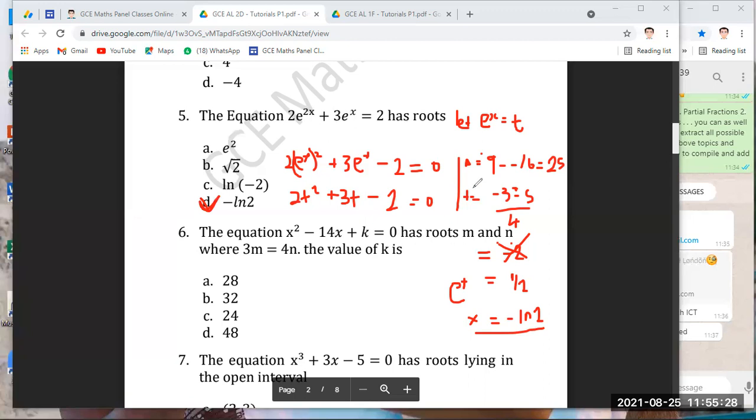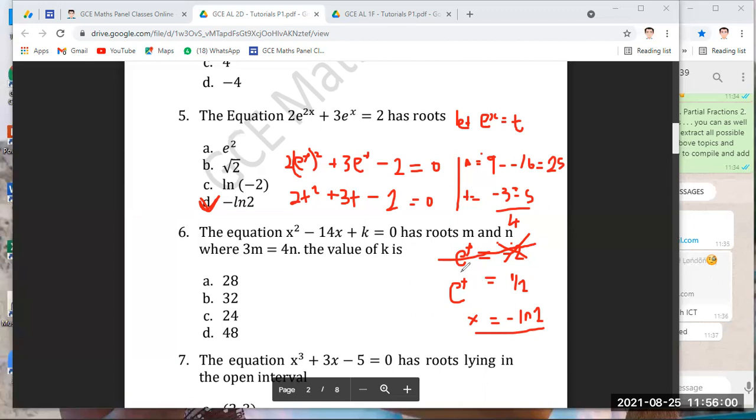So using the quadratic formula, we'll have t equal to negative b plus or minus the square root of 25, which is 5, all over 2 times a, or 2 times 2, which is 4. So this gives us two values of t: minus 2 and 1/2. But we know that t is e to the power x. So we have e to the power x equal to minus 2. But e to the power x can never be negative, so we cannot take this value. Then we have e to the power x equals a half, so we take this one.